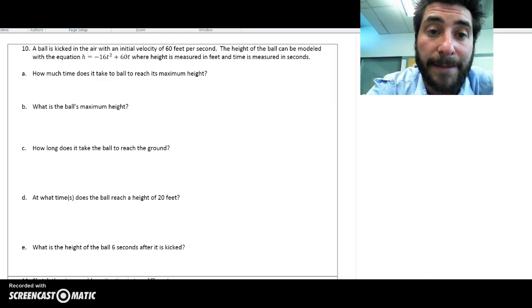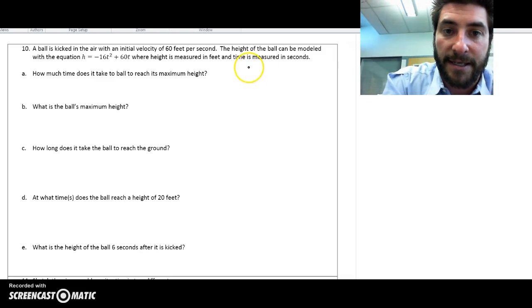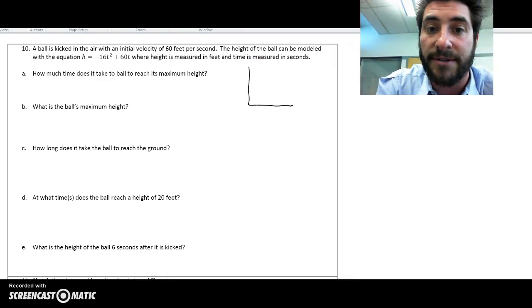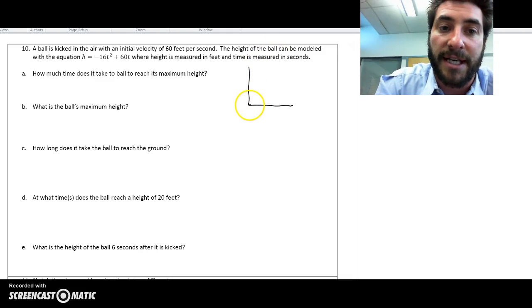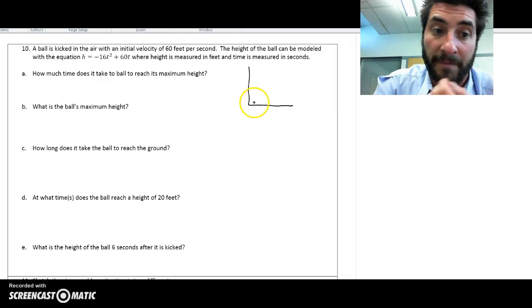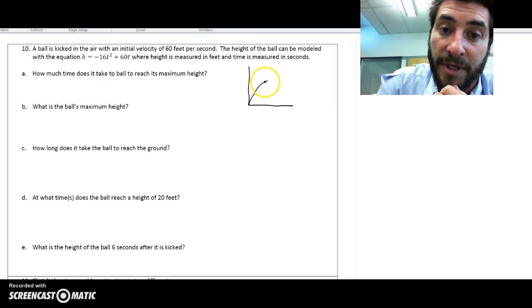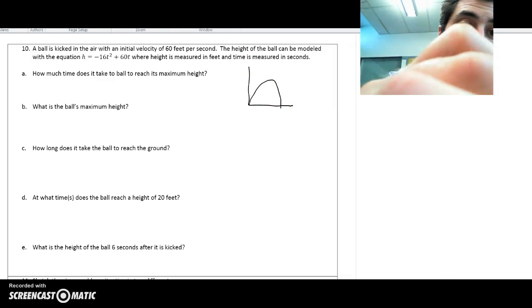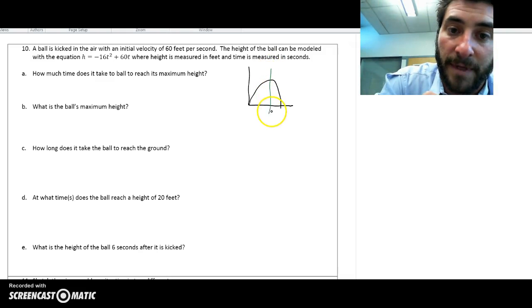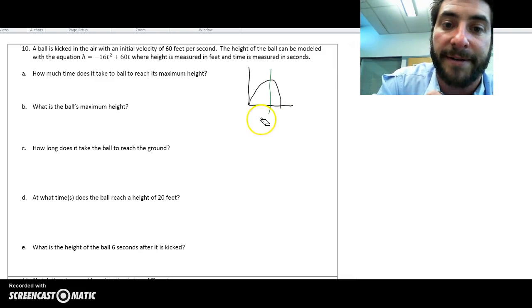Well, how much time does it take to reach its maximum? Let's draw a little sketch, even though they didn't ask us to. The ball is kicked from the ground, and it goes up and comes down. It reaches its maximum here. We're looking for what that time is right there.